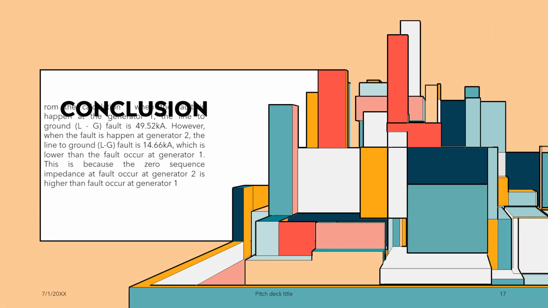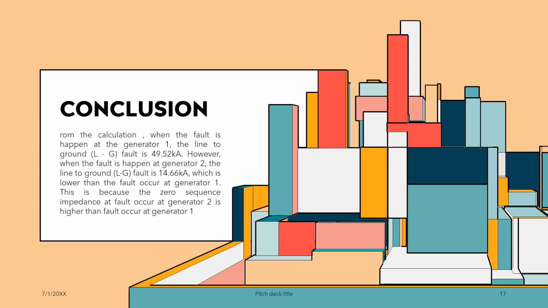In conclusion, for the line to ground fault at generator 1, we have 49.52 kiloampere, while at generator 2, the fault current is 14.66 kiloampere. From both generator faults, we could say that generator 2 has a lower fault current than generator 1. This is due to the effect of the higher zero sequence impedance at generator 2. So that's all from our group.